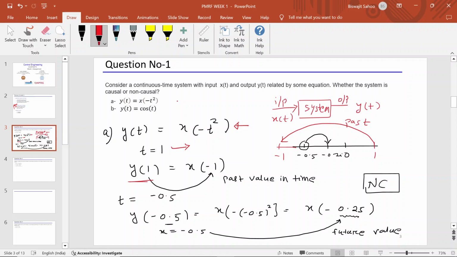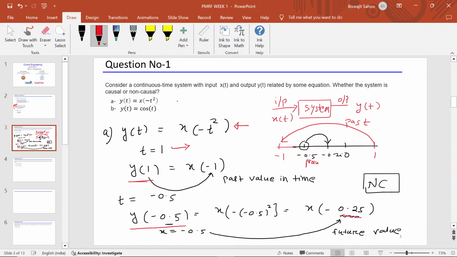But as soon as I put t equal to minus 0.5 in that equation, it will be y of minus 0.5. So what is the equation now? It is x of minus t square, and t square means minus 0.5 square, which will be minus 0.25, right? So x of minus 0.25. What value have you taken at present? This is the present value.